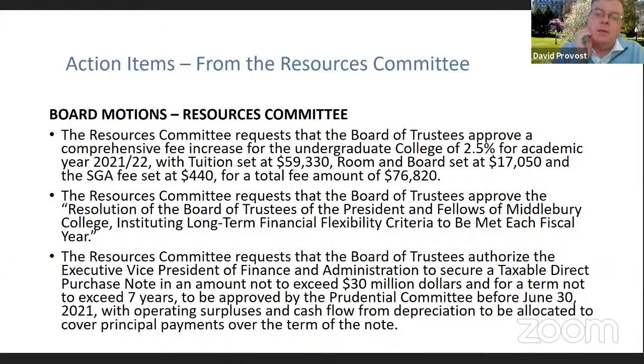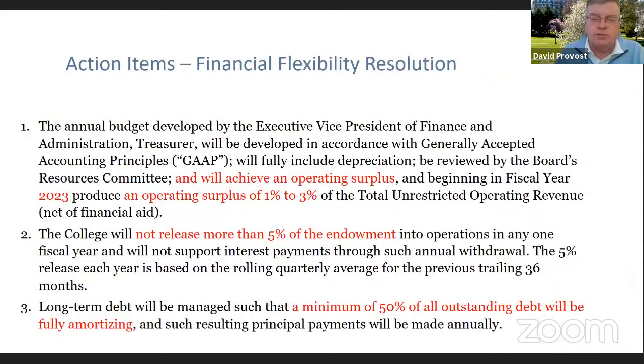Why borrow? Right now we're about ready to finalize the rates, but we believe the rates to borrow $30 million will be somewhere in the 1.6 to 1.8%. So very low cost of money. We could have elected to go back to the board and ask them to redesignate funds in the endowment, but we chose not to, and that we would use this short-term strategy. And then the final resolution was around financial flexibility.